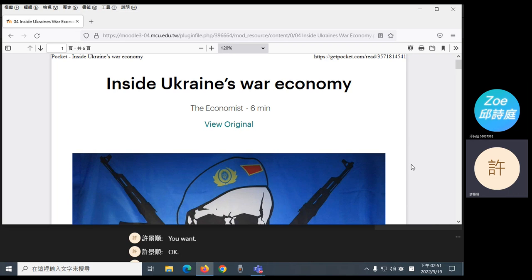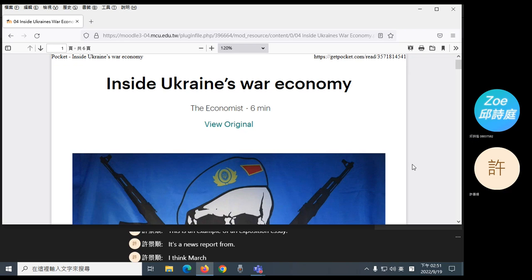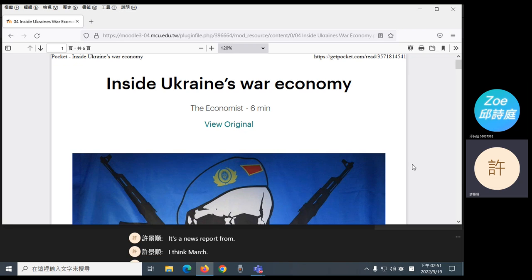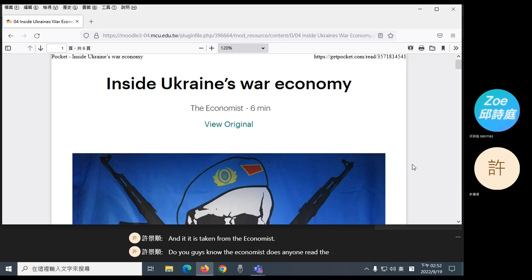Today we're looking at an example essay. This is an example of an exposition essay. It's a news report from, I think, March, and it is taken from The Economist. Do you guys know The Economist? Does anyone read The Economist?